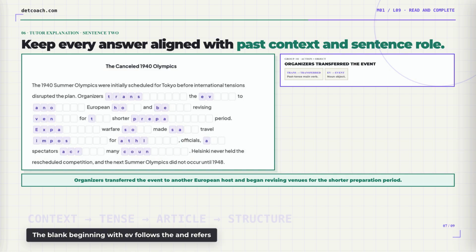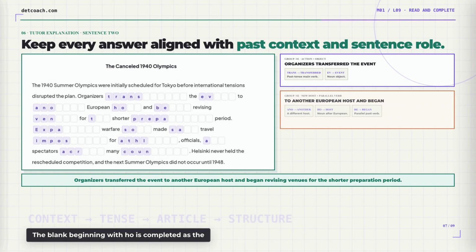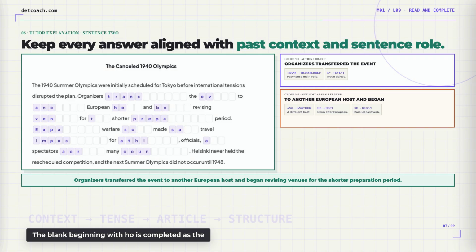The blank beginning with EV follows the and refers to the Olympic event named in the title, so the answer is the noun event. The blank beginning with ano appears before European host and refers to a different host, so the answer is another. The blank beginning with ho is completed as the noun host. After and, the blank beginning with be must be parallel with transferred and remain in the past tense, so the answer is began.